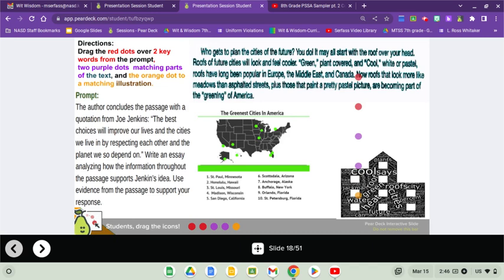So on slide 18, drag the red dots over two key words from the prompt. So let's go ahead and drag these two red dots over here to prompt. Yes, indeed. And take a moment.